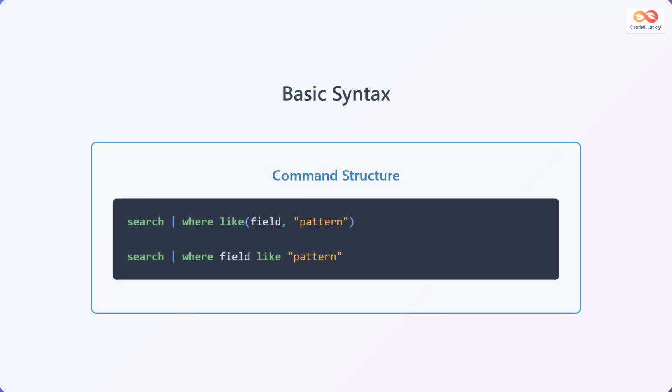The like command follows a straightforward syntax structure. You can use it in two main ways. First, with the function style syntax: search | where like(field, "pattern"). Second, with the operator style syntax: search | where field like "pattern". Both approaches achieve the same result, so you can choose the one that feels more natural to you.